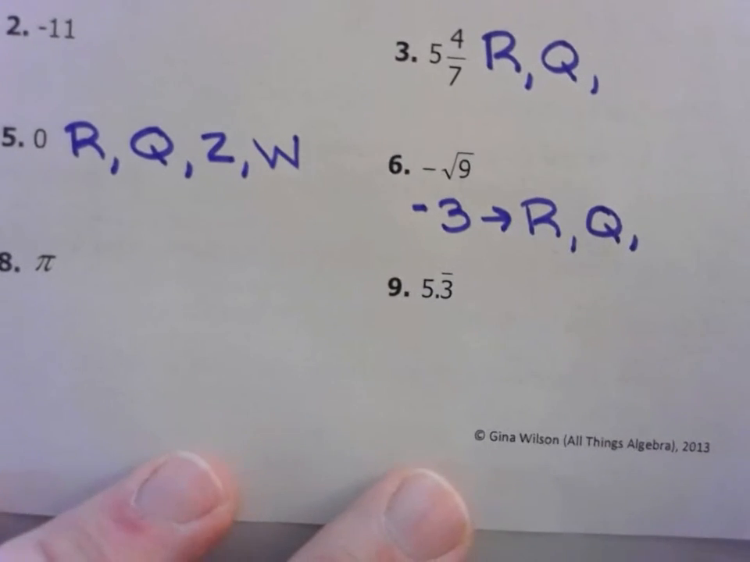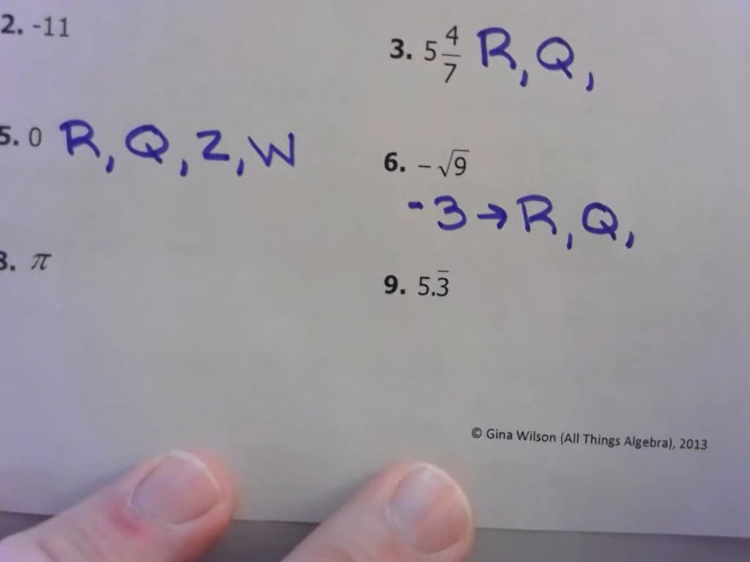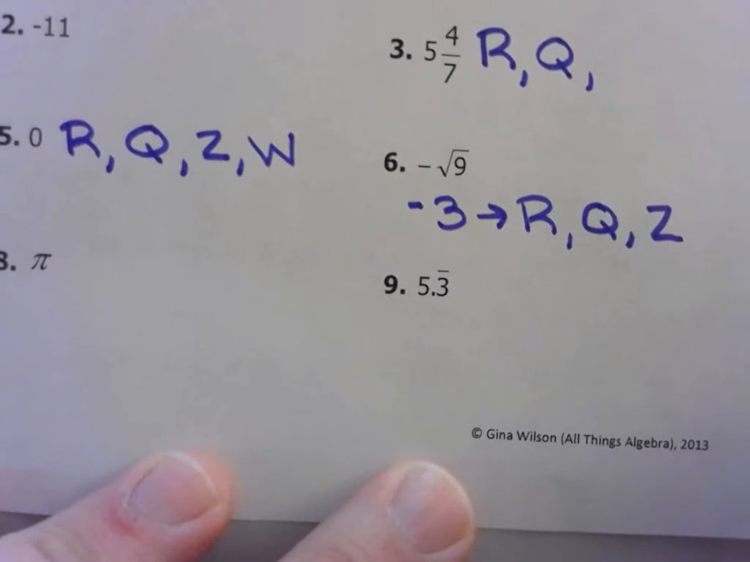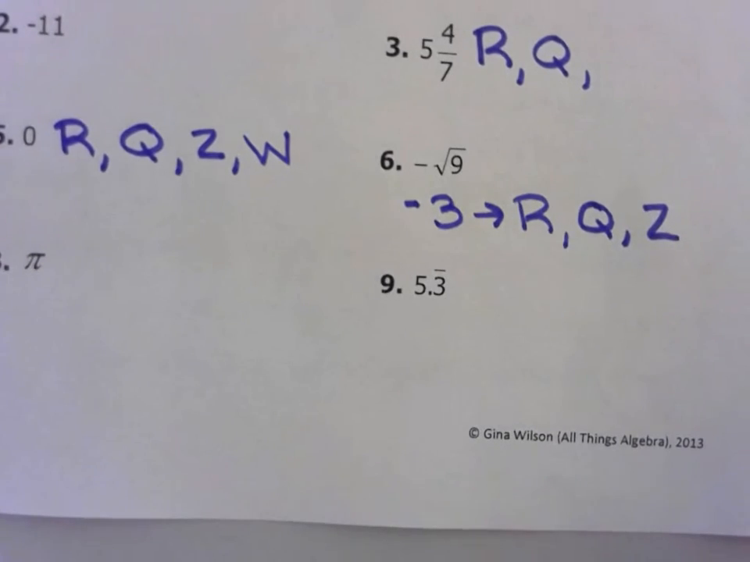Is it an integer? Is negative 3 an integer? Yes, there's no fraction or decimal, so I put a Z. Is it a whole number? No, because whole numbers cannot be negative. So since it's a negative 3, it's not a whole number. So you're done.